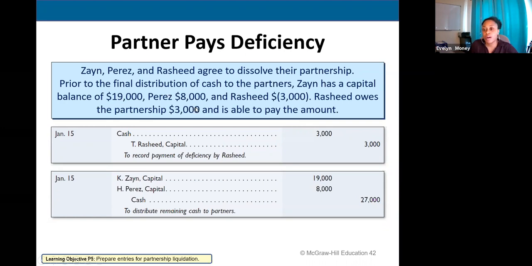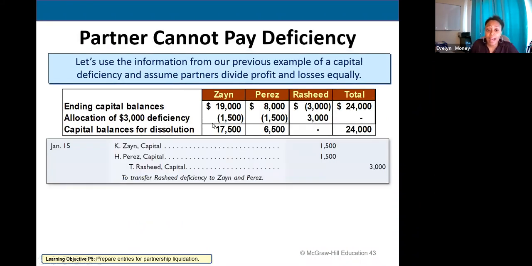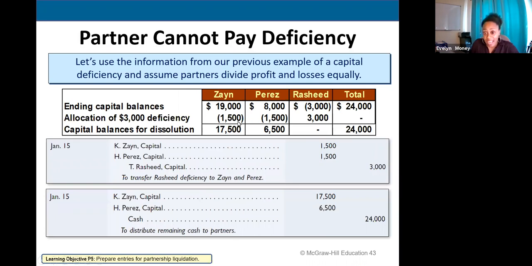But this is why I say this is the worst form of business, because what if Rashid doesn't have $3,000? In that situation, Zane and Perez would have to absorb Rashid's loss, and they wouldn't get the full 19 and the full 8. They would get whatever's left over after absorbing the loss. So notice here, when Rashid cannot pay the deficiency, Zane's capital balance is no longer 19, it's 17.5, because half of that deficiency gets absorbed by Zane and the other half gets absorbed by Perez. So that's why I say this is the worst form of business. Do an LLC, don't do a partnership.